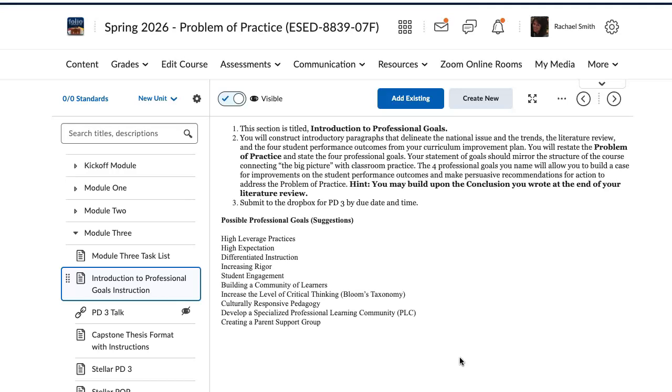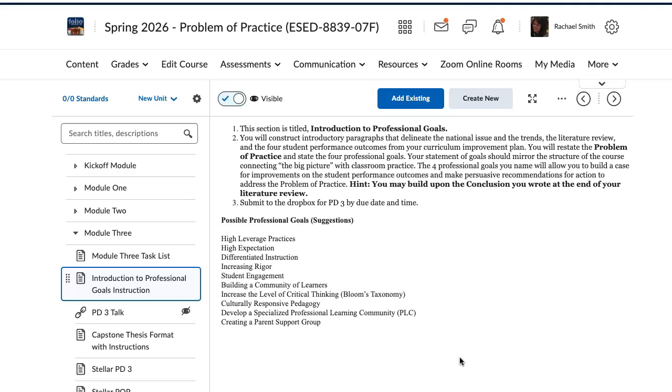So I do find that these professional goals that are listed here and suggested here, some of them are going to work really well for you, and then others are just I think going to be very difficult to state as a professional goal that fixes the problem of practice. If your problem of practice is student engagement, then one of your professional goals would very logically be student engagement.